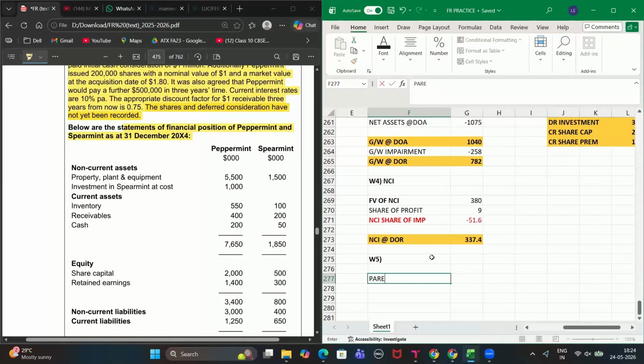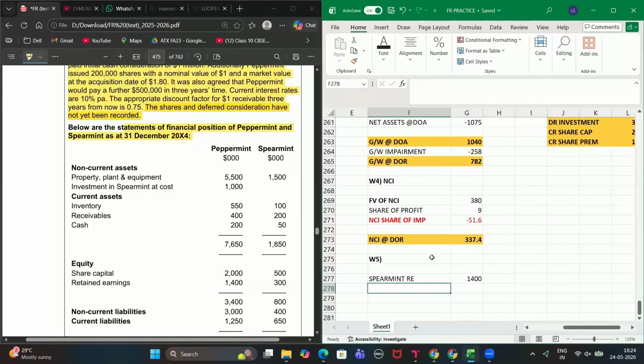Parent's retained earnings. Parent, that is who? Peppermint. What is the parent's retained earnings here? How much is it? This is 1,400. Okay, so what else will we take?